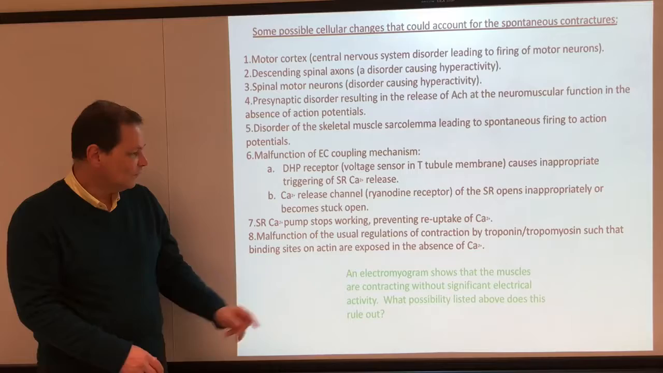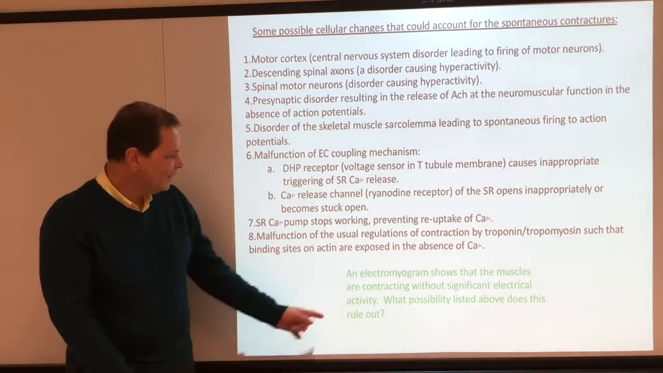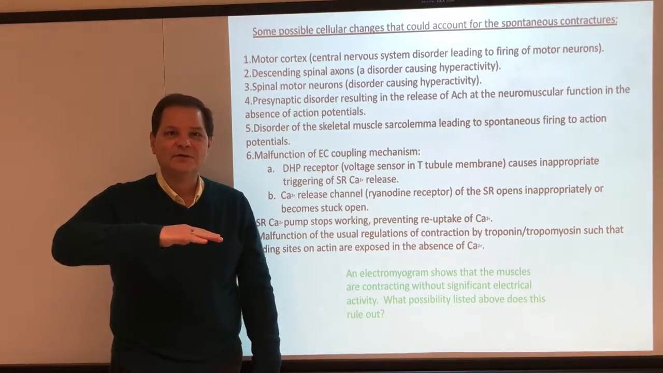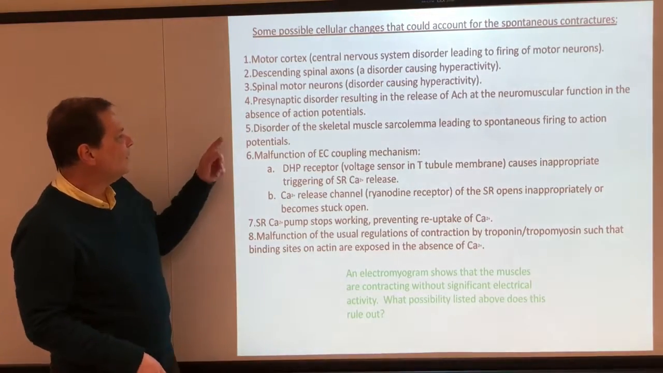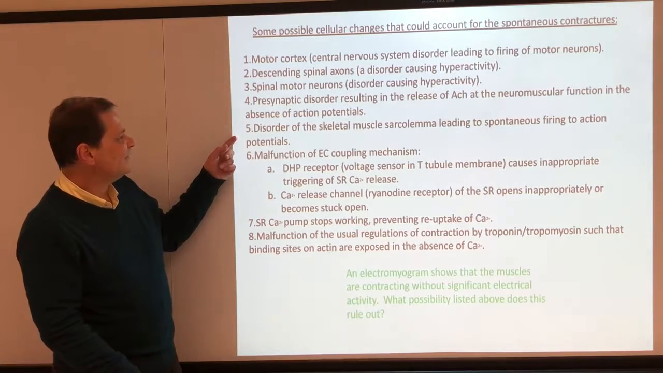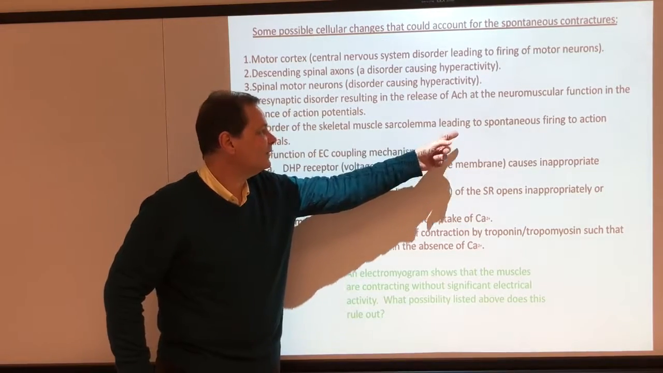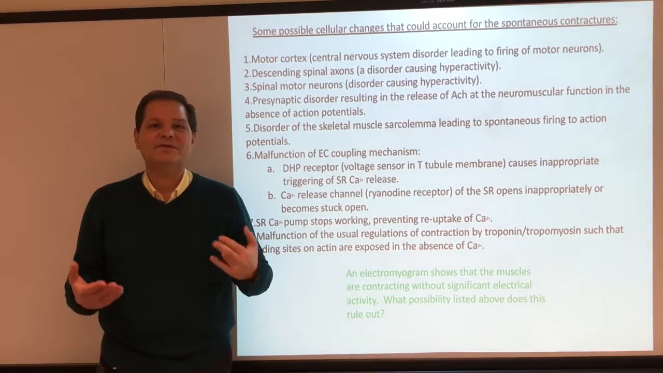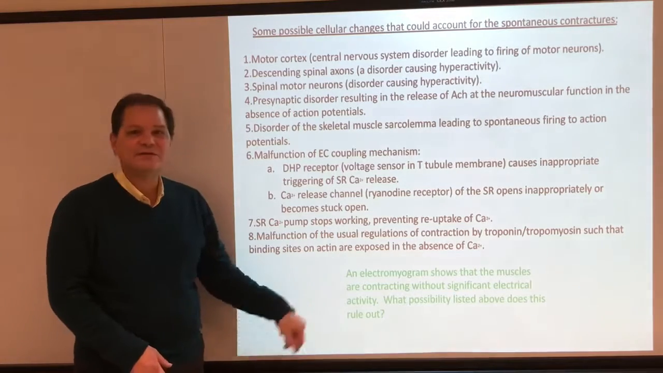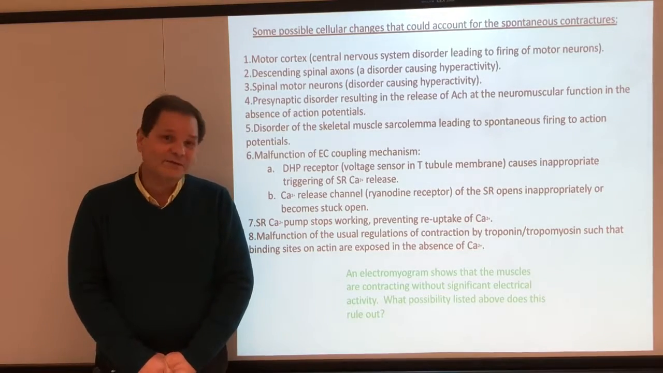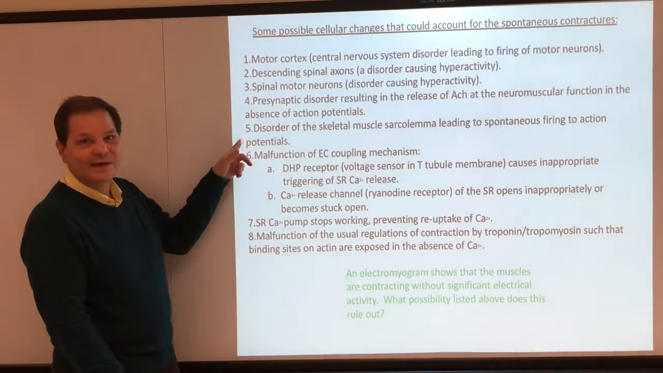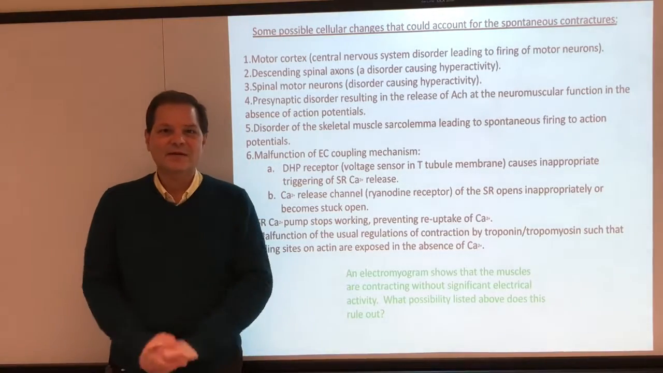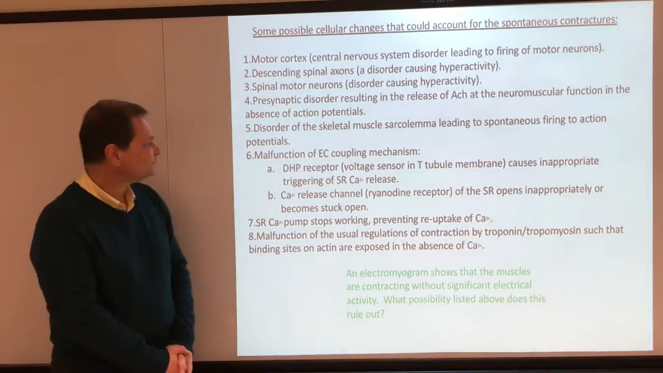So this patient has a flat line on the EMG, no electrical activity. So what do you eliminate? Well, we have number 5 here, which is a disorder of the skeletal muscle sarcolemma that could lead to spontaneous firing of action potentials. Well, if there were spontaneous firing of action potentials, you would have deflections on your EMG, and you don't. It's flat. So we know that 5 can't be the case. There's no electrical activity, so there are no action potentials. We're getting contraction that is action potential independent, okay?